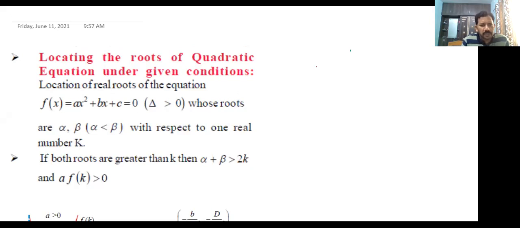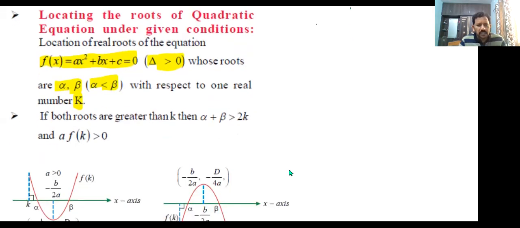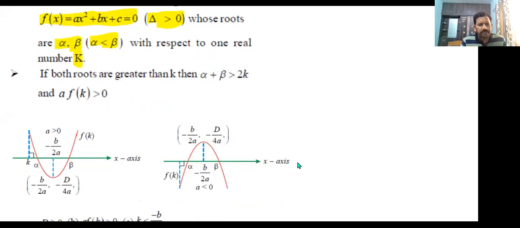Location of real roots of the equation. If f of x equals ax square plus bx plus c equals 0, where the discriminant is greater than 0, alpha and beta are roots, with alpha less than beta. So with respect to one real number k, k can be less than the roots or greater than the roots. In that way we can discuss the conditions.